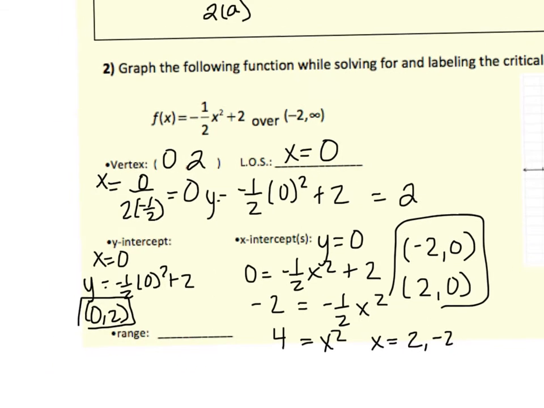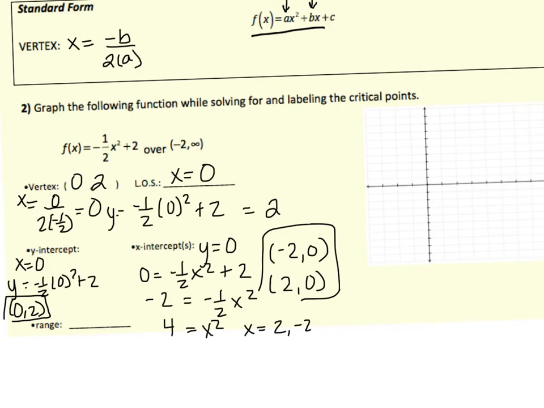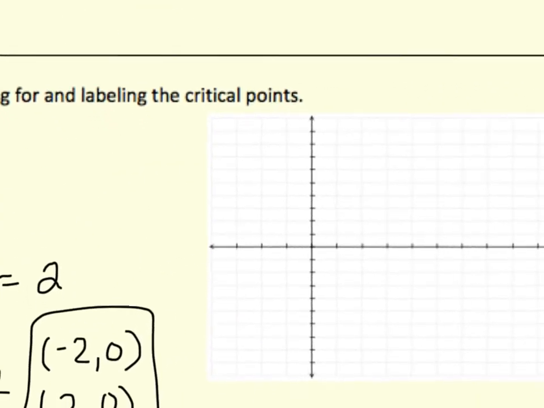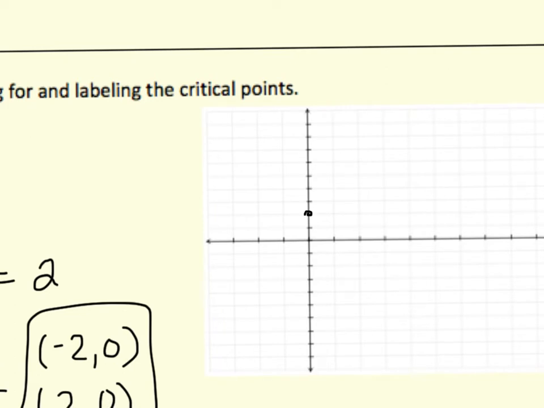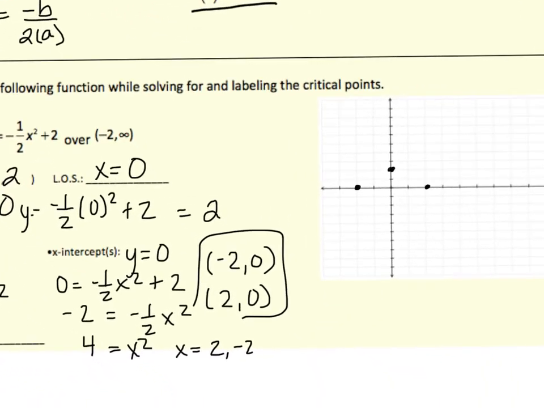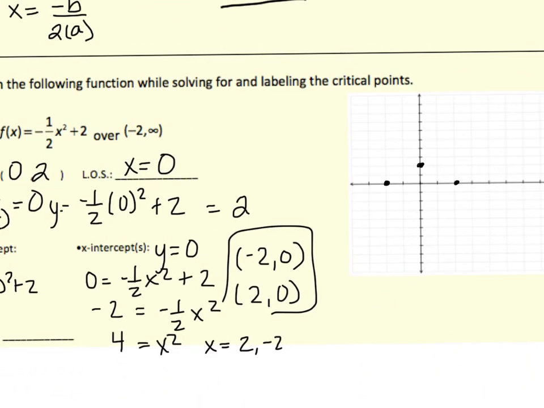Okay, and we're going to hold on to the range for a second. So let's go ahead and plot these key points. 0, 2 is our vertex. And then negative 2, 0, and 2, 0. Okay, so those are the 3 critical points that we know. And then let's take a look at this range here over negative 2 to infinity. So obviously to infinity, the positive end, it's just going to keep on going down over here.